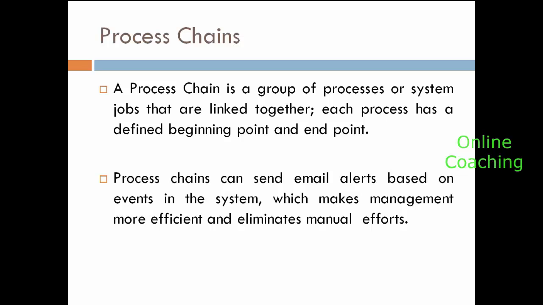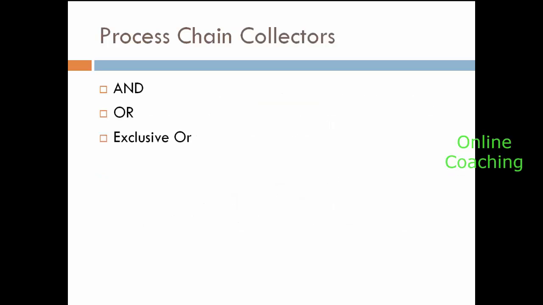What is a process chain? As we discussed just now, it is a group of processes or system jobs which are linked together. Each process has a defined beginning point and end point. Obviously, I need to know when I need to start my process and where it has to end. The process chain also can send email alerts based on the events happening in the system, which makes the management more efficient and eliminates manual effort. This is the main reason why I'm using process chains.